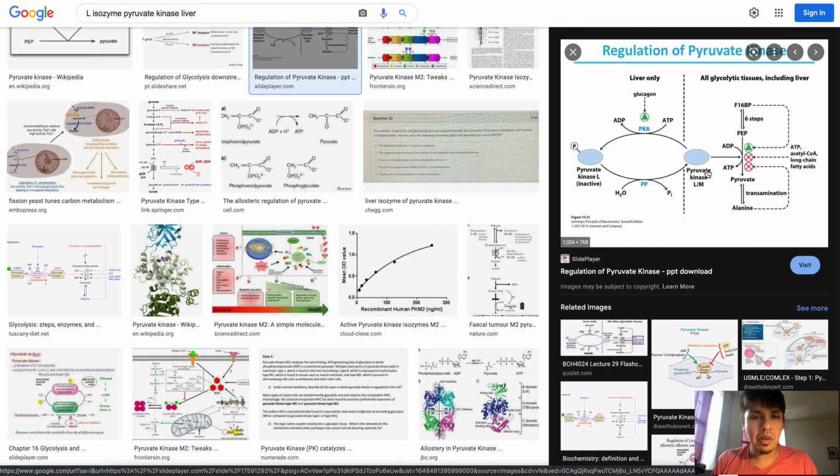Okay, that was a quick jump into the liver's function, a little bit of the skeletal muscle function, and the differences versus the rest of the cells.